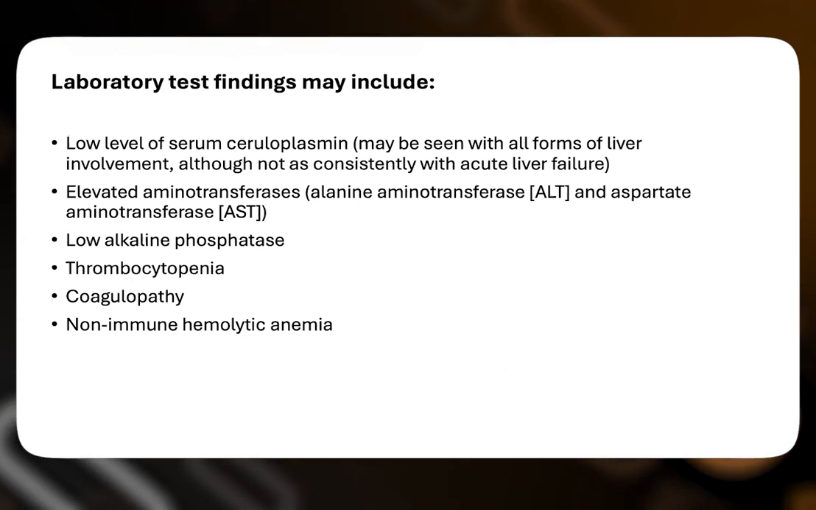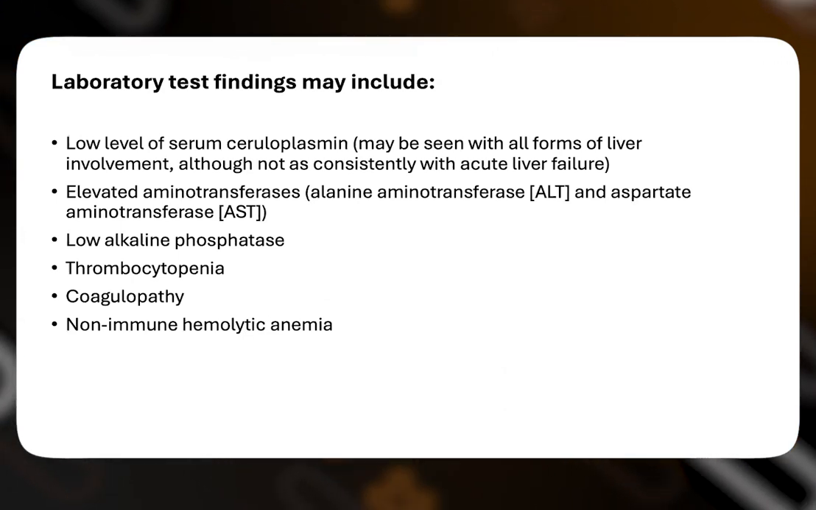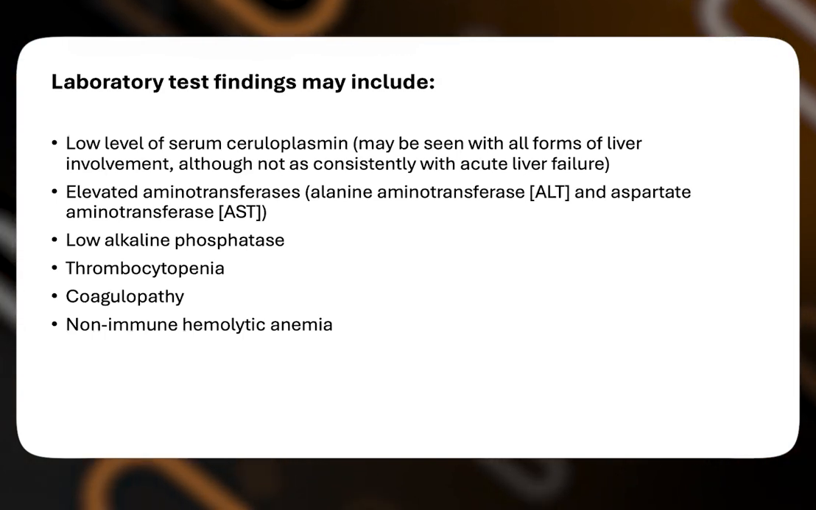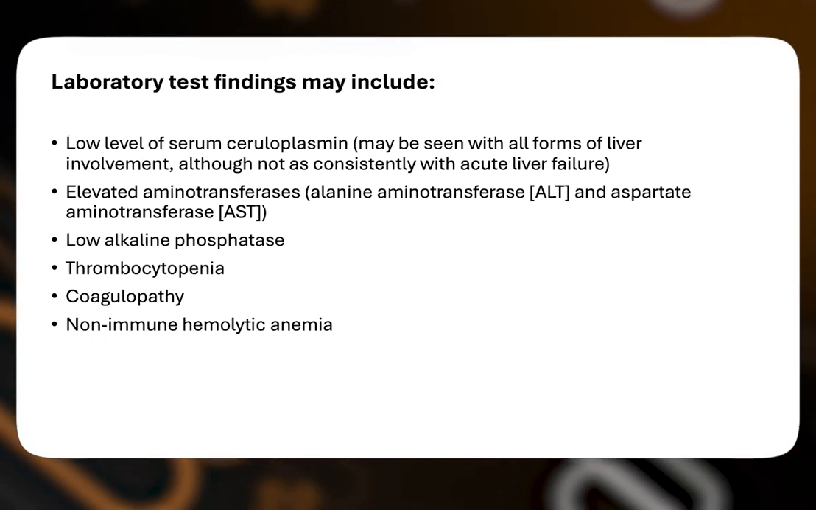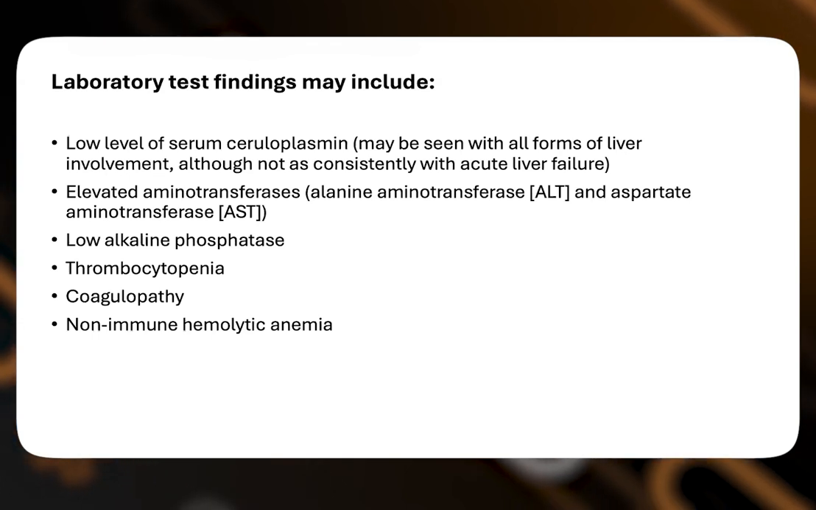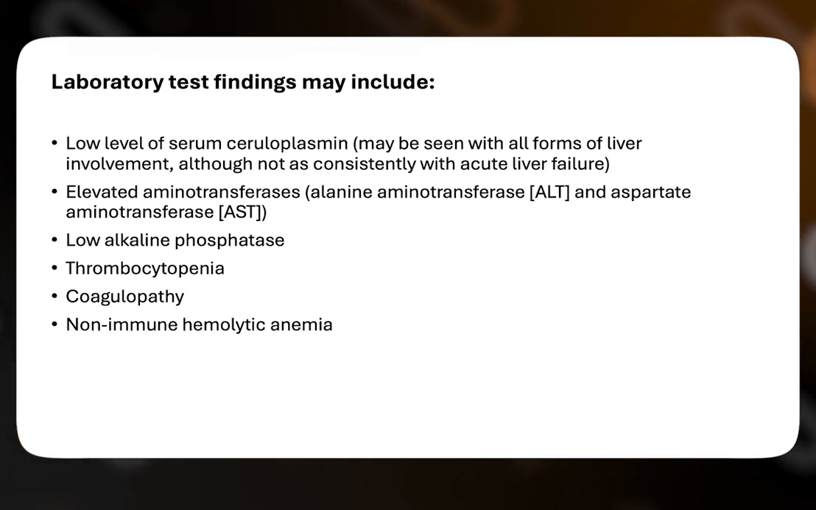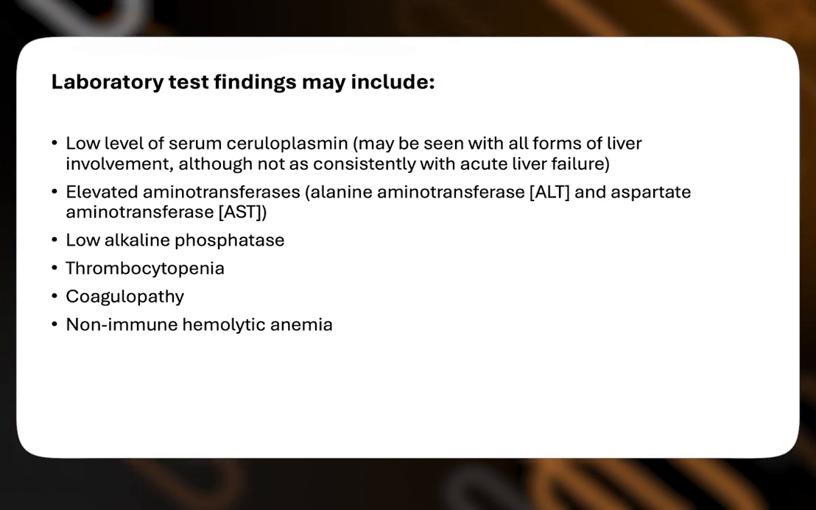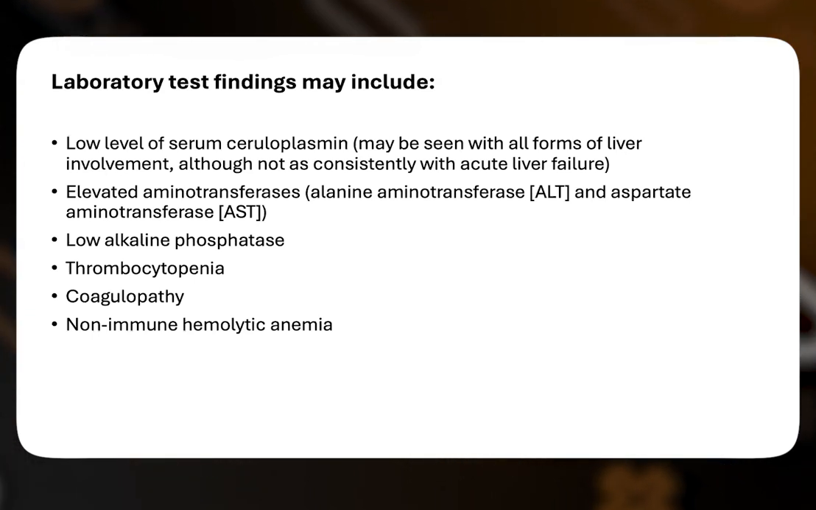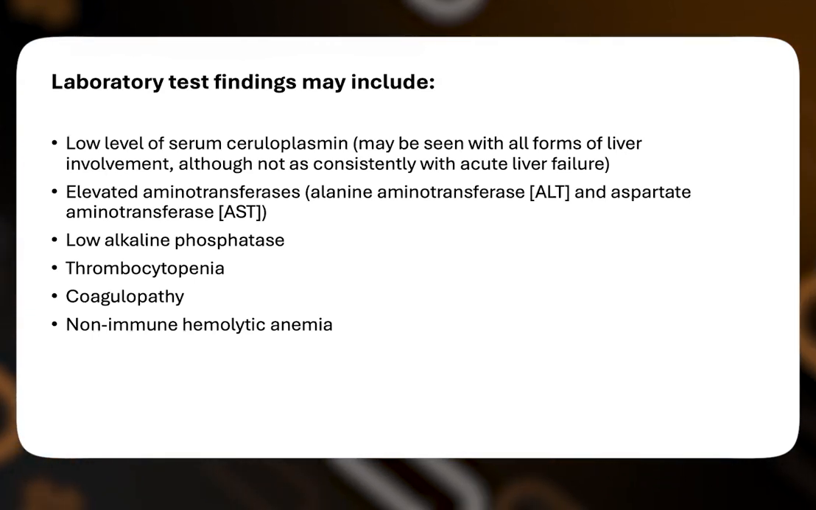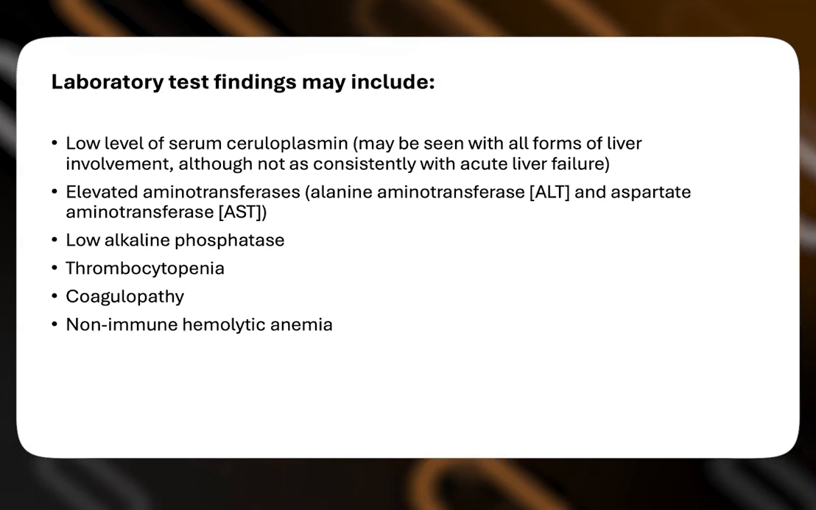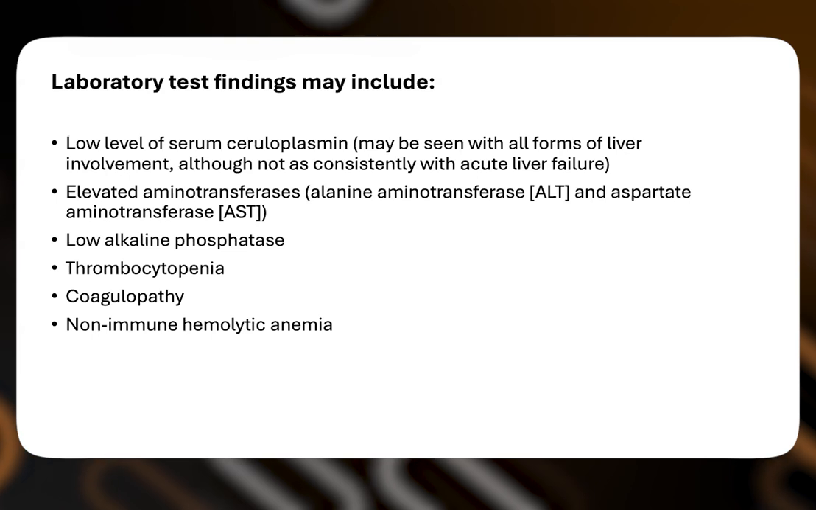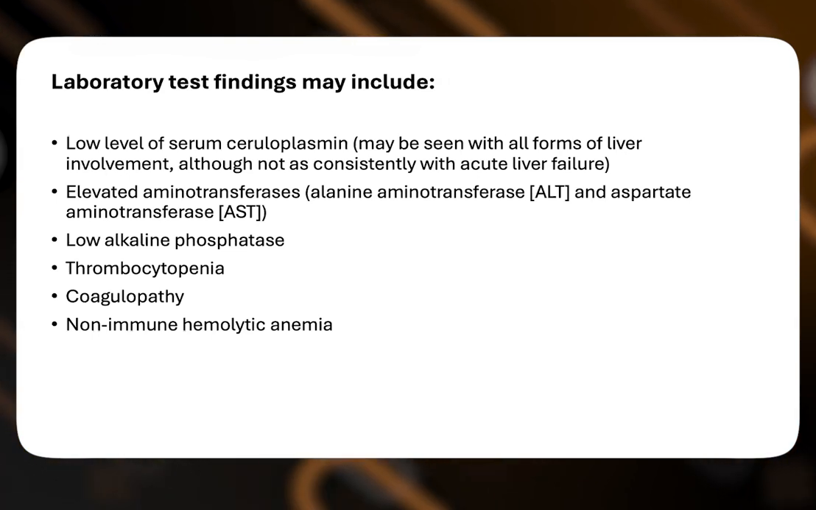In the laboratory tests, you will find low levels of serum ceruloplasmin. As you know, the copper transport is prevented, so ceruloplasmin is not forming, though not every time; the ceruloplasmin level may be normal. But with acute liver failure, it's generally low. Then, of course, elevated liver enzymes, low alkaline phosphatase, thrombocytopenia, coagulopathy, and non-immune hemolytic anemia.